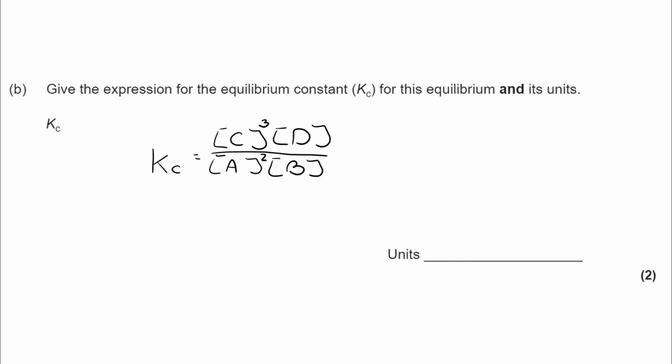In terms of the units, I'm going to use a very old school unit here. We don't use them anymore. But just for simplification, my mol dm to the minus 3, I'm going to put down as a capital M. Because what I can then see is I've got mol dm to the minus 3 to the power of 4 on the top line and mol dm to the minus 3 to the power of 3 on the bottom line. I can cancel out lots of those and I'm left with mol dm to the minus 3.